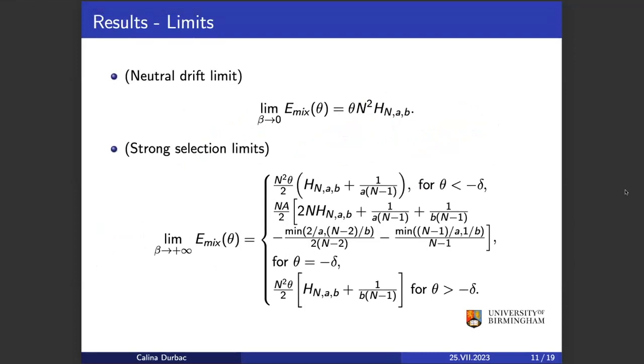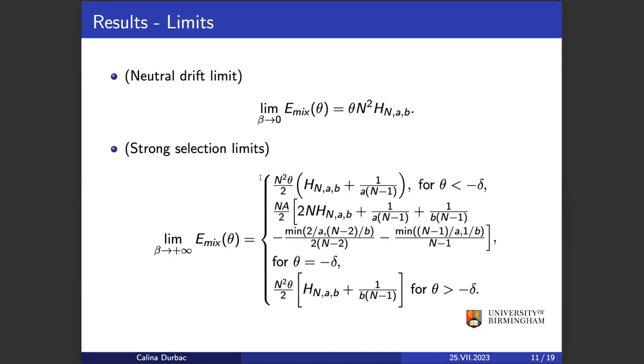We've also done analysis on the mixed cost function, and we firstly looked at the neutral drift limit. So basically what happens when our strength of selection is low, which, just to remind you, was when players weren't very likely to copy each other, and it's this limit over here. Again, our quantity H and AB shows up here as well. And then we wondered what happens when the opposite happens, when our strength of selection is quite large. So players are very likely to copy each other.